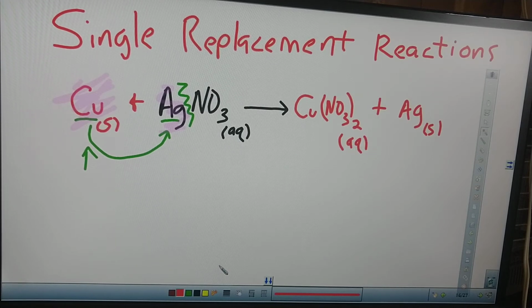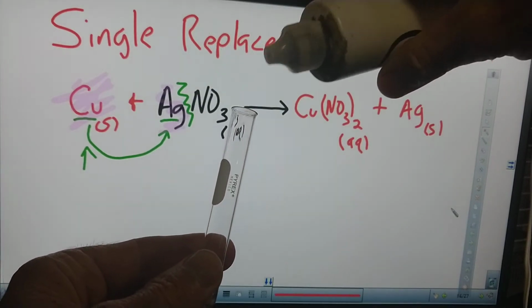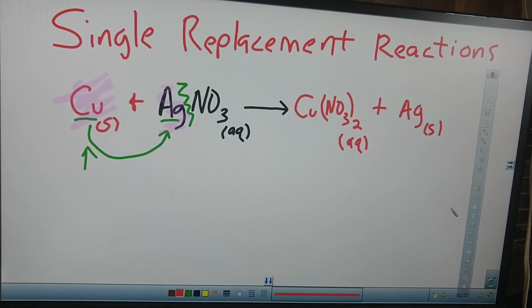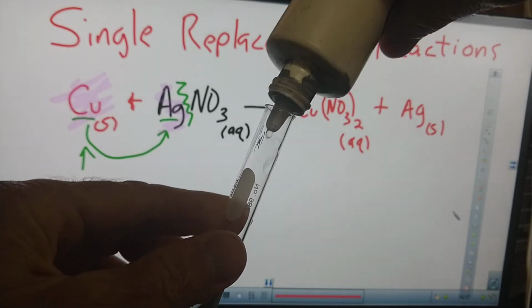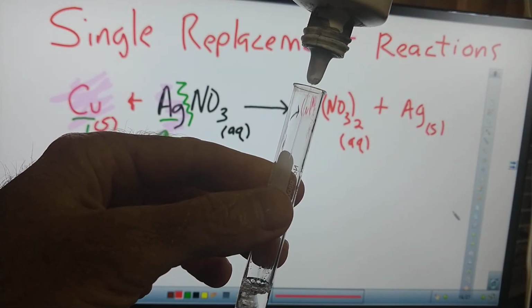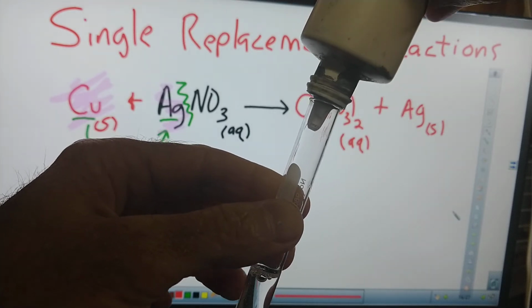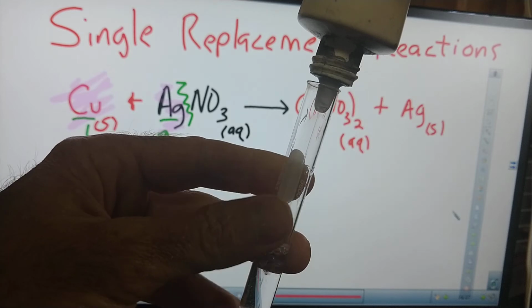So what does that mean? It means if we had a test tube like this, and I'm going to put some silver nitrate in it. The silver nitrate is clear. It's just going to look like water, but trust me, it's got silver in it. This stuff is expensive. Do you know why it's expensive? Because it has silver in it. That's why it's called silver nitrate.